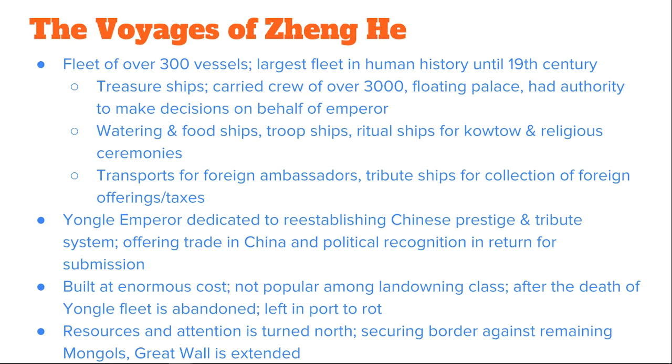Now, this fleet that Emperor Yongle puts together, like I said, is the largest fleet that has ever sailed in human history up until the 19th century. It's made up of roughly about 300 vessels. There you have the tribute ships. These are essentially floating palaces with crews of over 3,000. Essentially, this is where Zheng He and his vice admirals would find themselves.